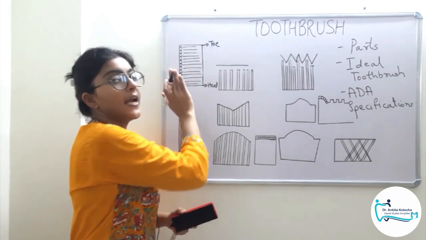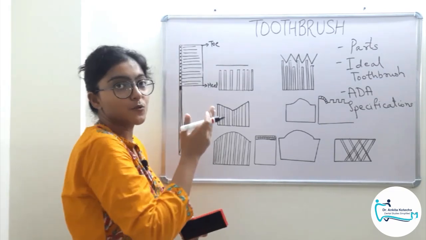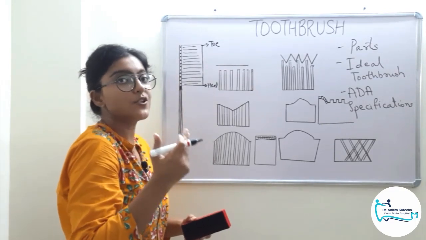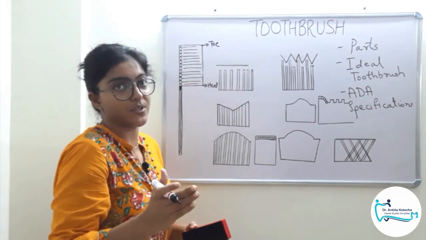Talking about head, head is the working end of the toothbrush. That is, it does the job of the toothbrush by going inside your oral cavity and doing the brushing. So it should be round edged and smooth so as to avoid soft tissue injury.